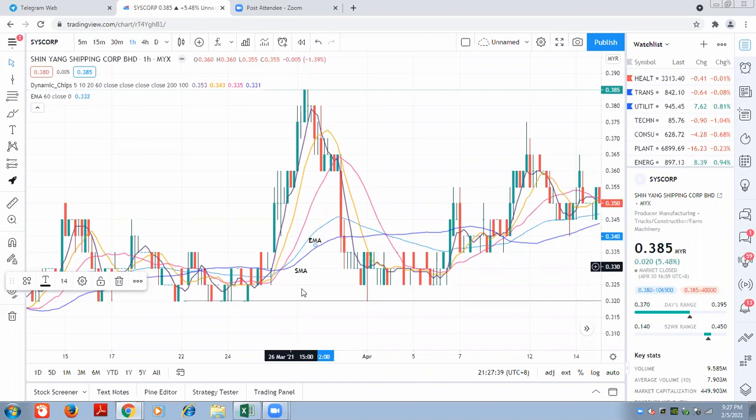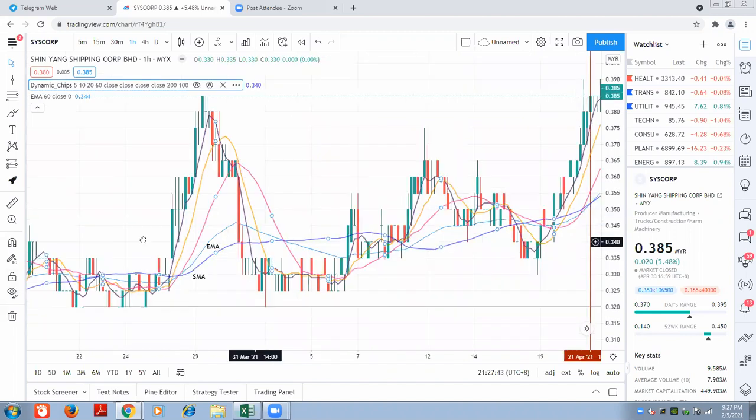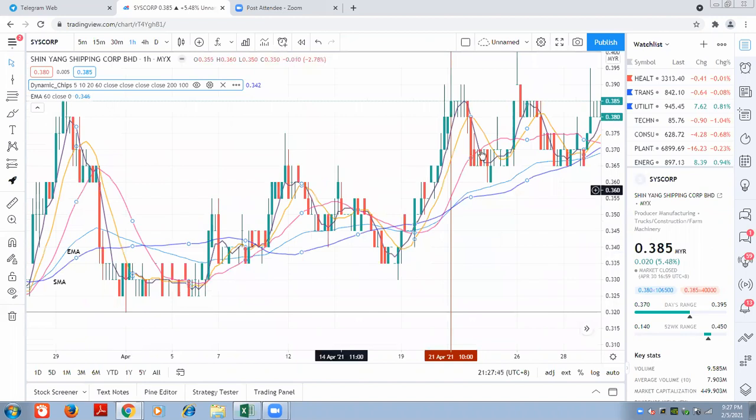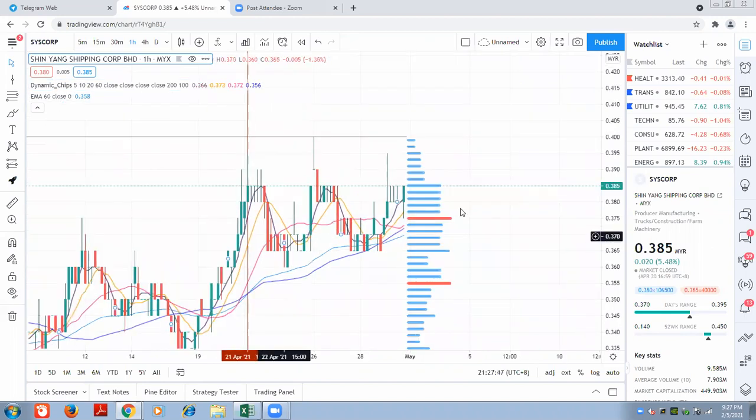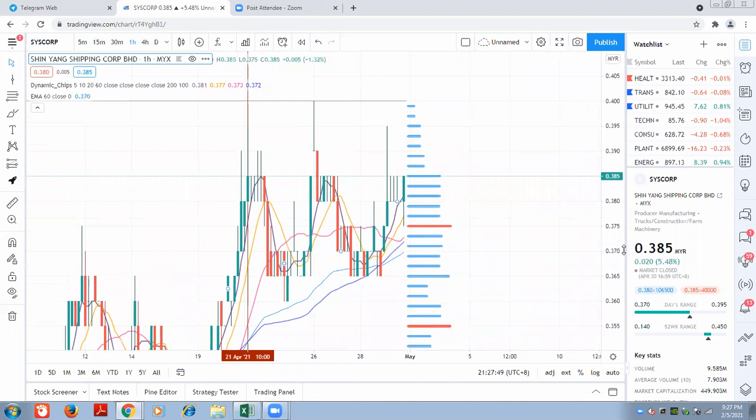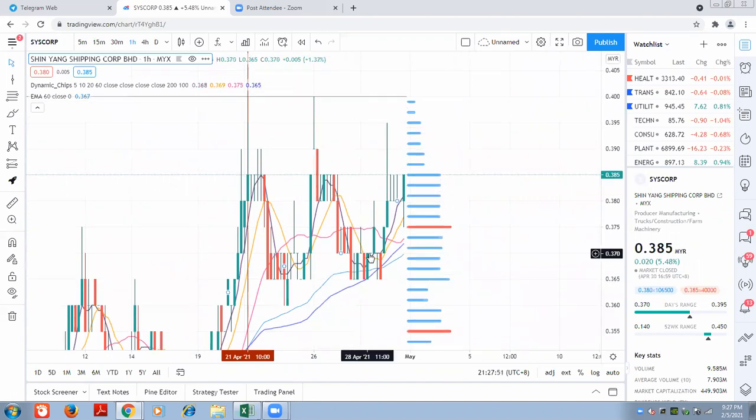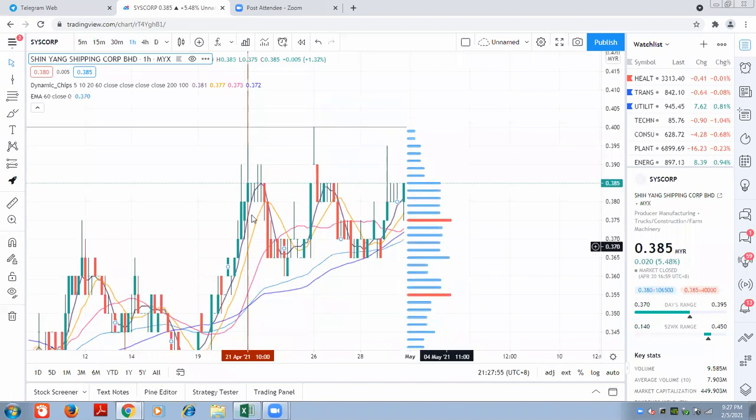Normally the SMA is good for those who want to set up a trade plan, like I said, the objective trader: where to enter, where to take profit, where to cut loss, based on the SMA. Later we discuss that. For now I just want to explain the difference between EMA and SMA.